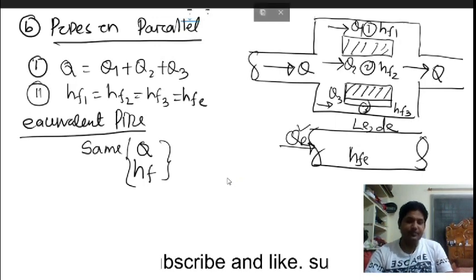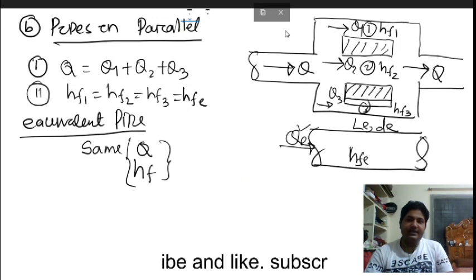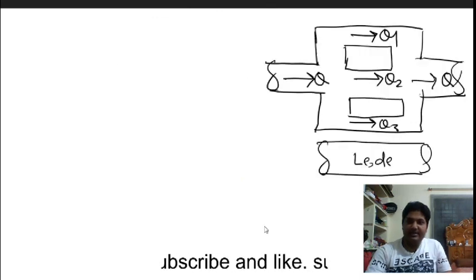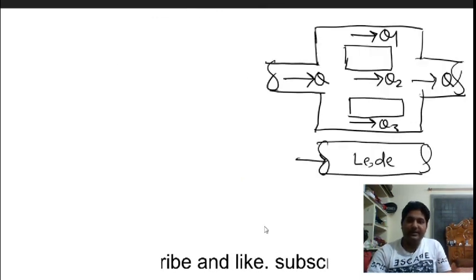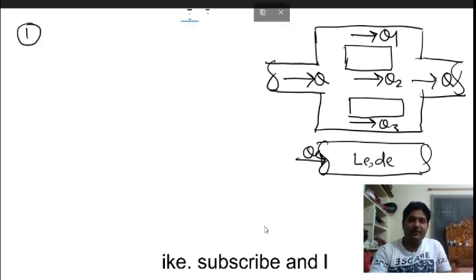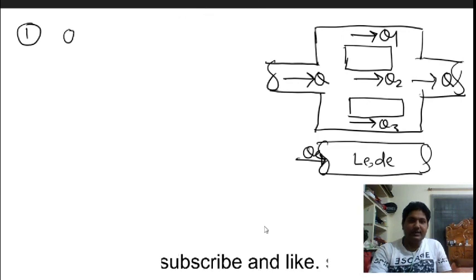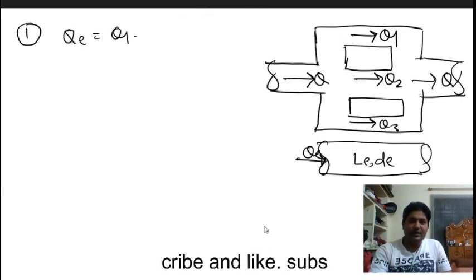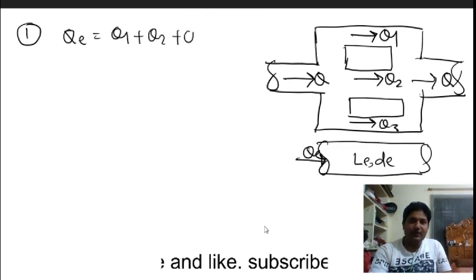Now if you find out the relationship, with diameter D and the discharge flowing Q, and you use the compatibility equation, this QE will be equal to Q1 plus Q2 plus Q3.